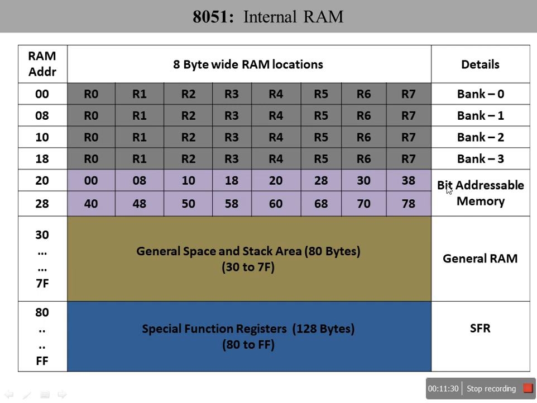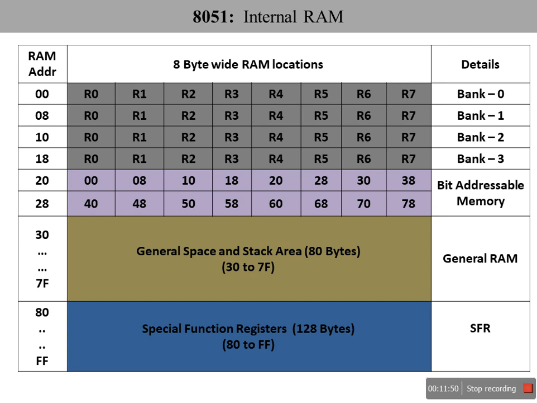Right. Now, the upper part of the banks is 20 to 2F. It is bit addressable memory. These locations are bit addressable. So, around 16 bytes. This is 1 byte, 2 byte, these are 8 bytes, and this another 8 bytes. We have 16 bytes as bit addressable memory.